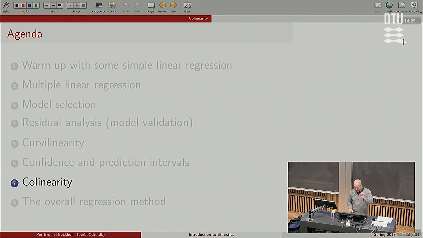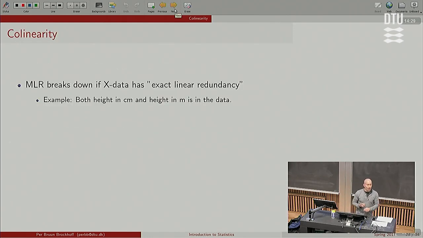And this is where we take the step towards real life applications, machine learning applications, filtering, where there could be many, many X's. Because we need to think about something here. First of all, MLR, short for multiple linear regression, that's one Y and a lot of X's, more than one, technically, mathematically, breaks down if the X data comes with what we could call exact linear redundancy.